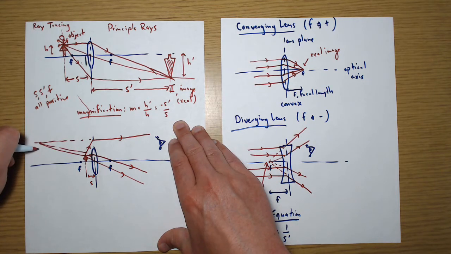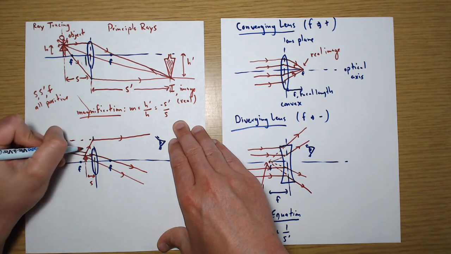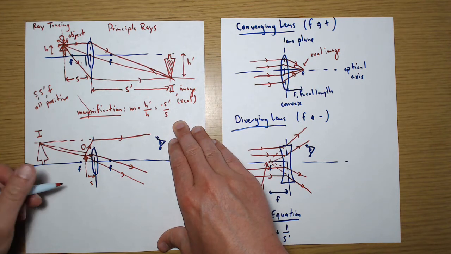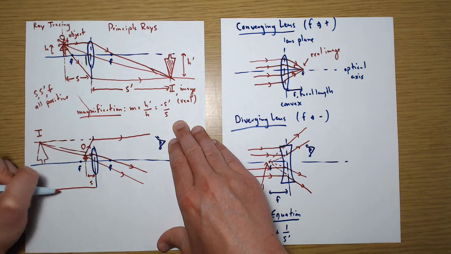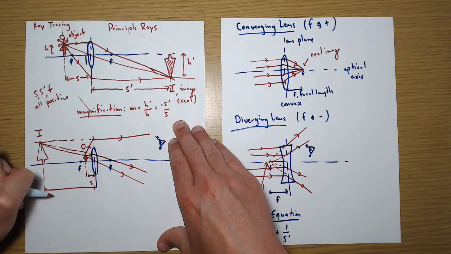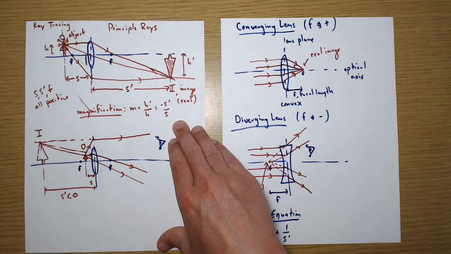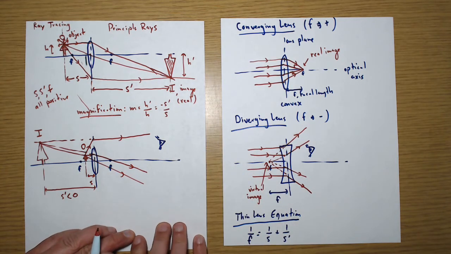And they all appear to be diverging from a common source. So here's my object, and here is my image. The distance S prime in this case is less than 0 because the image is on the same side as the object. That's one of the properties of the thin lens equation.